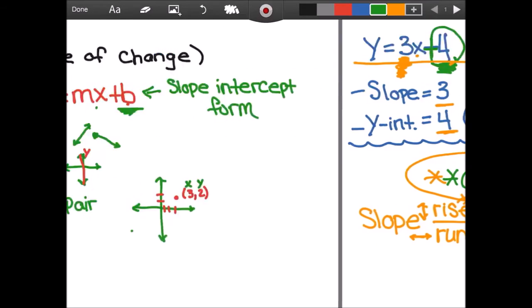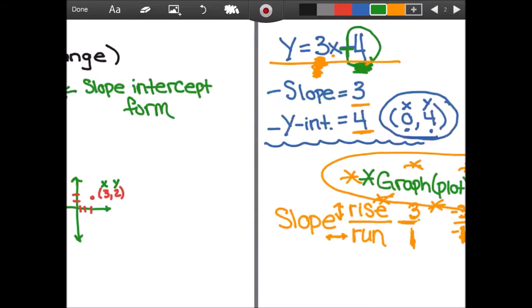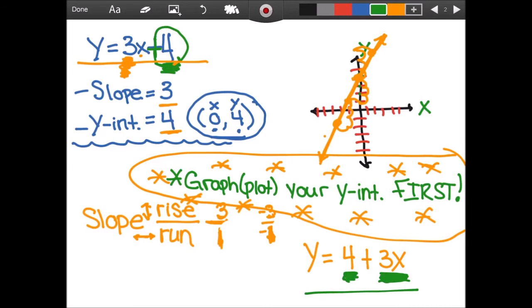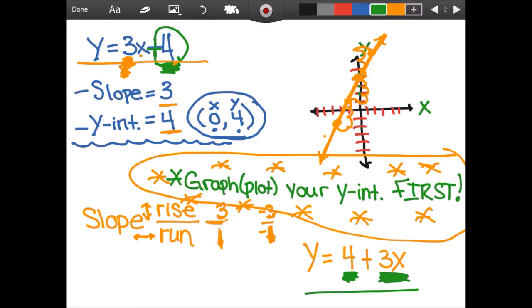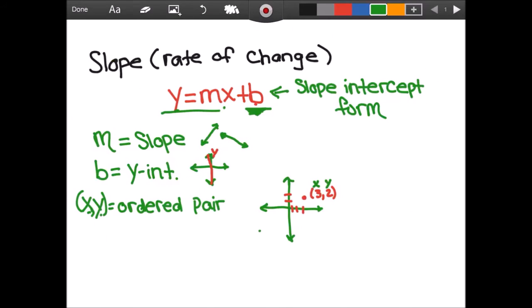So get used to seeing it in both formats, on the end and in front. And there are some that'll have them mixed up, and you'll have to start moving them around shortly, and we'll get to that. So this is slope-intercept form right here.